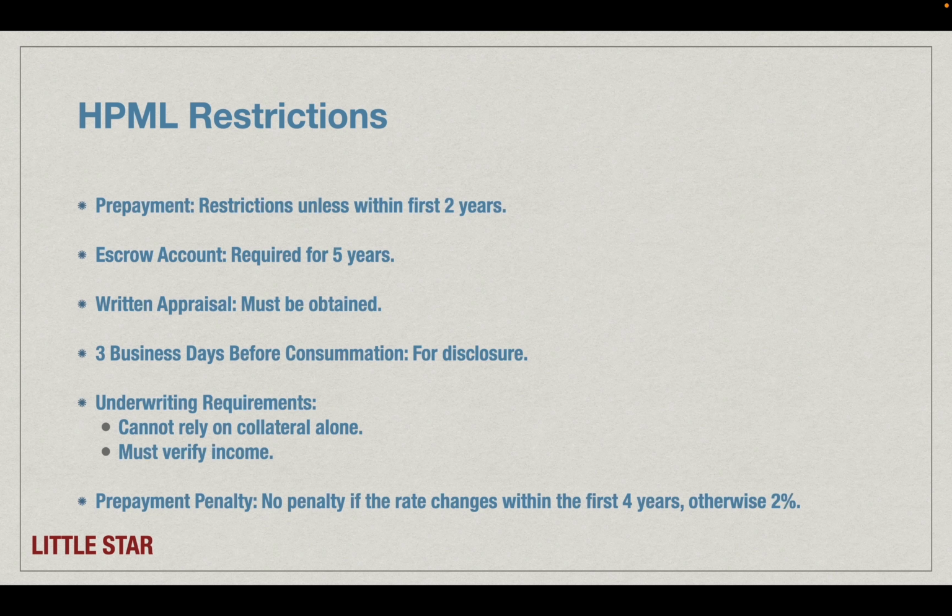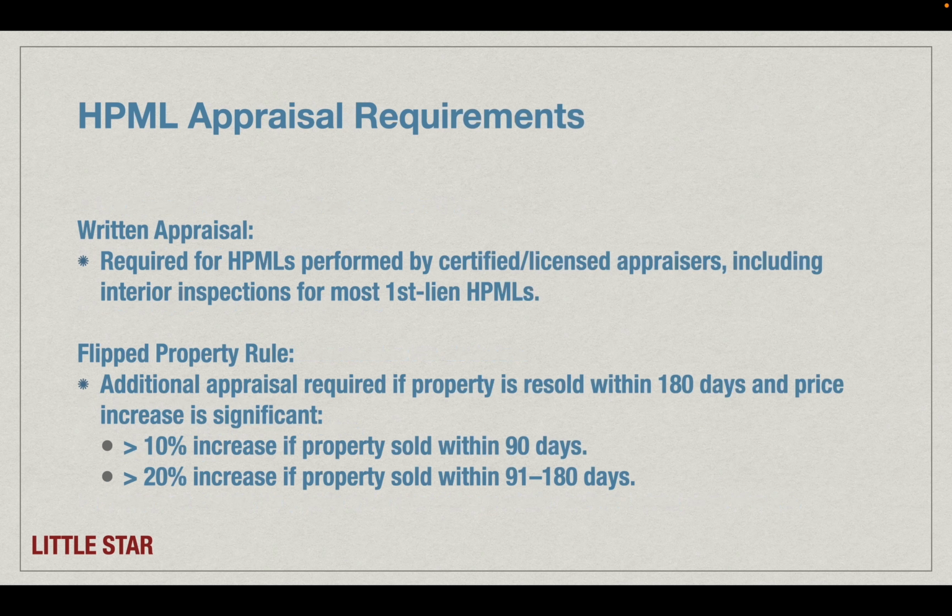When it comes to appraisals for HPMLs, they must be completed by certified or licensed appraisers, and an interior inspection is required for first lien HPMLs. If the property has been flipped, meaning it was resold within 180 days, an additional appraisal is needed, especially if the price increase is significant. For example, if the price has increased by more than 10% within 90 days or more than 20% between 91 and 180 days, a new appraisal is required.